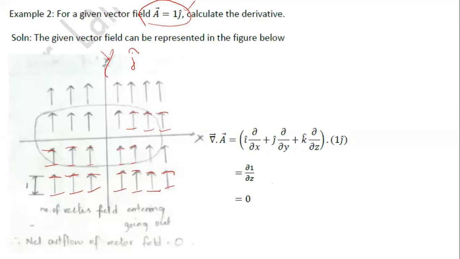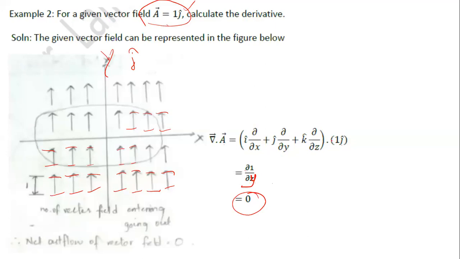Now, if you take the divergence of this vector, you will find that divergence of A is 0. Del 1 upon del y actually. i dot j is 0, j dot j is 1, so del 1 upon del y is 0, k dot j is 0.